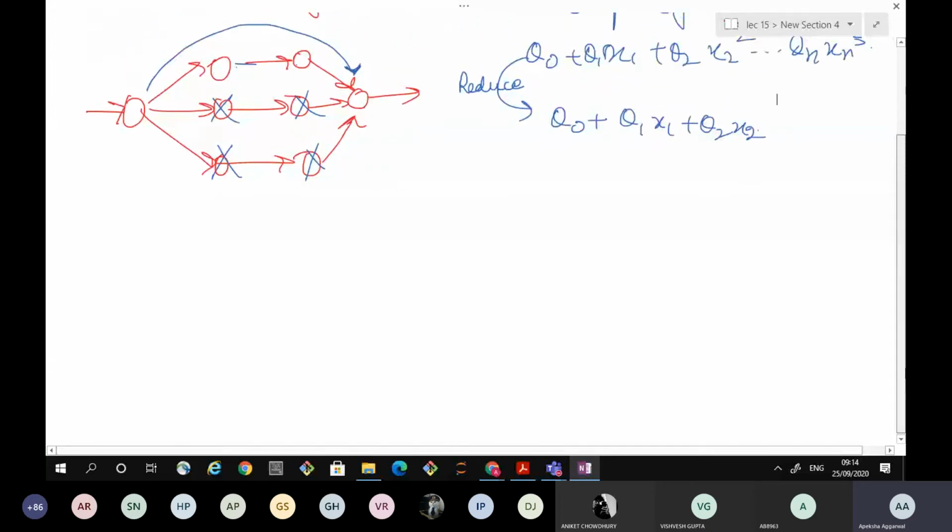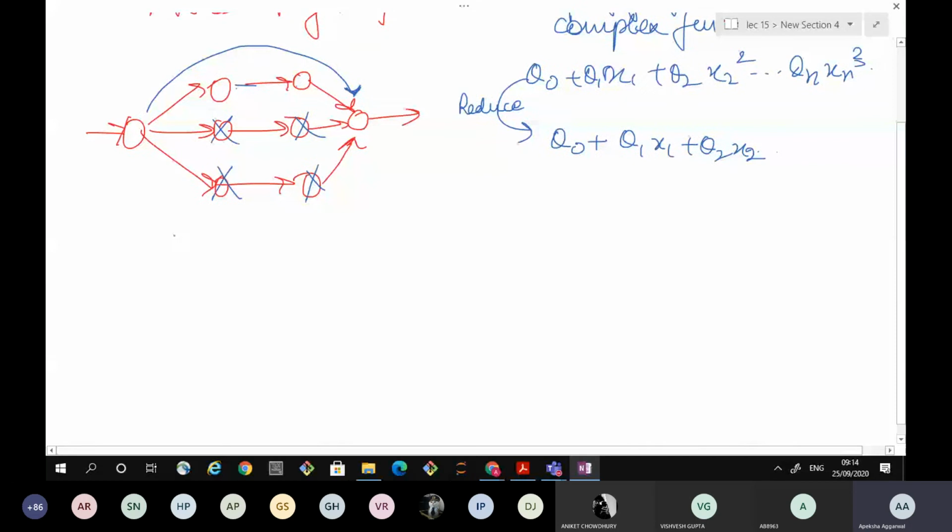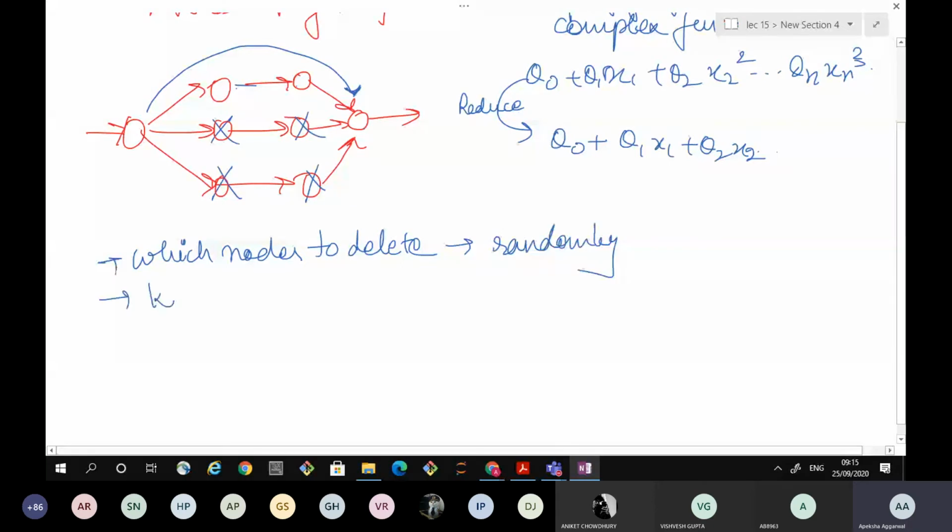Now, how do we select which nodes to delete? This is selected randomly. So randomly some nodes are deleted. Okay, and how do we set the keep probability? Keep probability is, suppose, 1. So this means, let me have a look. So keep probability basically decides what are the chances.